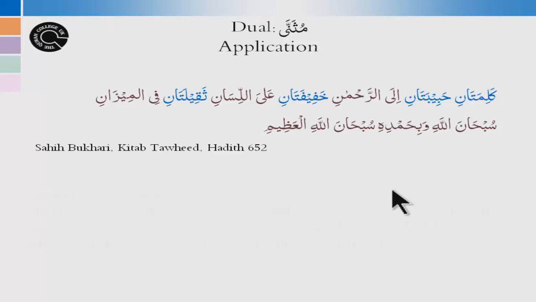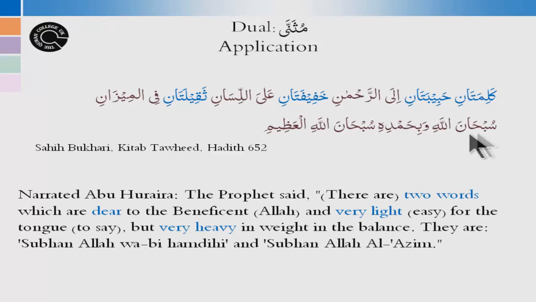So that's the translation for it. I'm not going to go into this one because we haven't touched those things. I'm just giving you the translation of it. What you recognize at this stage is kalimatani, habibatani, khafifatani, and thaqilatani, and something from the vocabulary section, lisan and mizan. So alhamdulillah, at this stage you understand something of this, and you can make sense out of it: it talks about two verses only, which are heavy in the mizan and light on the tongue.